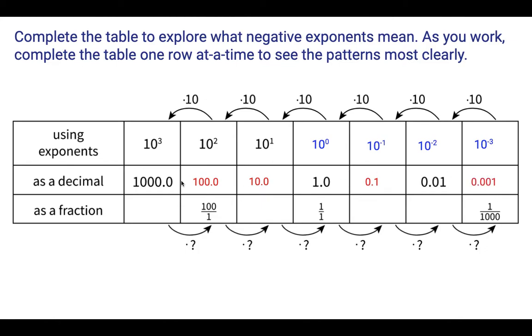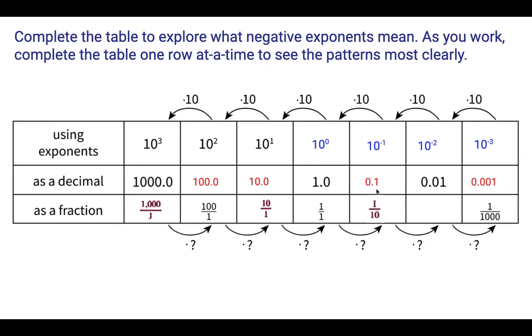Then filling in our last row, writing this as a fraction. Remember, when we have a whole number, in this case 1,000, we just put 1,000 over 1. This one's done for us. 100 would be 100 over 1. This would be 10 over 1. 1 over 1. Now, what we're doing is where our number becomes more of a fraction than we're used to.